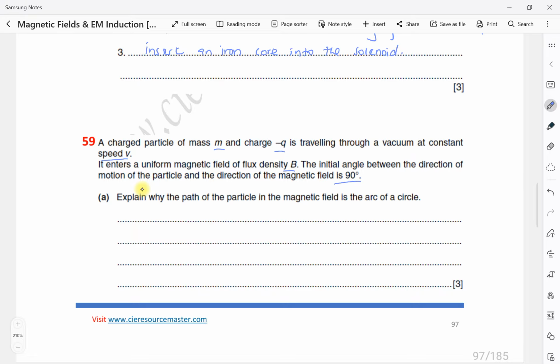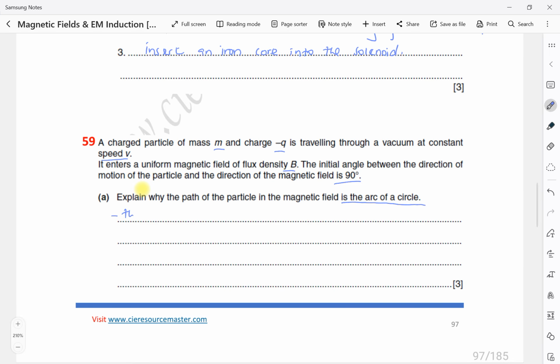Explain why the path of the particle in the magnetic field is the arc of a circle. Of course, the magnetic force is constant and is always perpendicular to the direction of motion or the velocity of the particle. So the magnetic force does not change the speed, does not change the kinetic energy, there is no work done. Therefore, it just provides centripetal force.